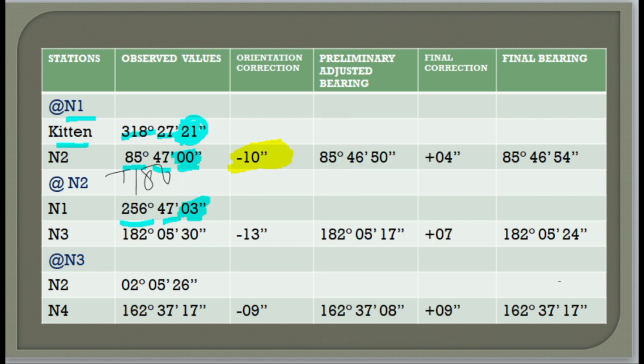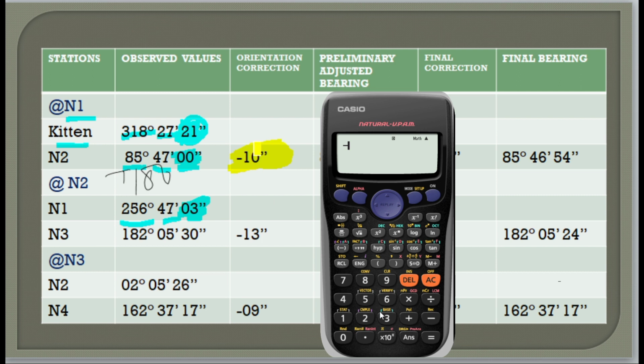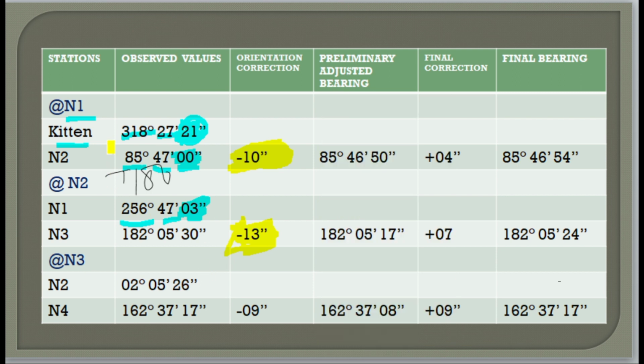So -3 again, on the orientation correction we add from our previous. So -3 minus -10, we get our next orientation correction as -13 here. So that is -13 seconds. We move on to our next part. So from control station N2 to N3, we have a bearing of 182.0530.